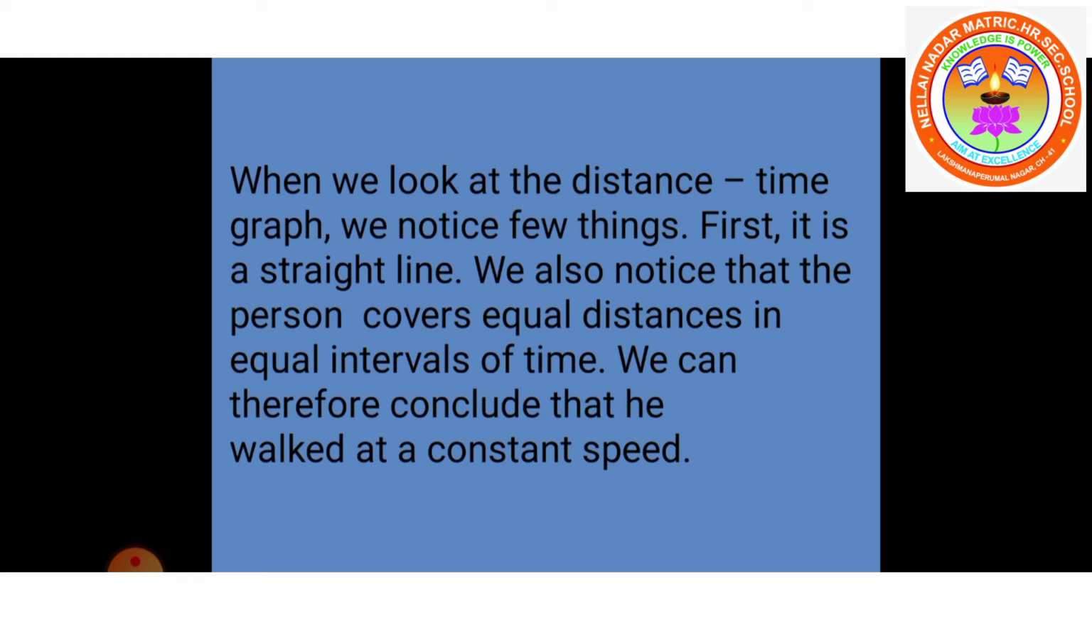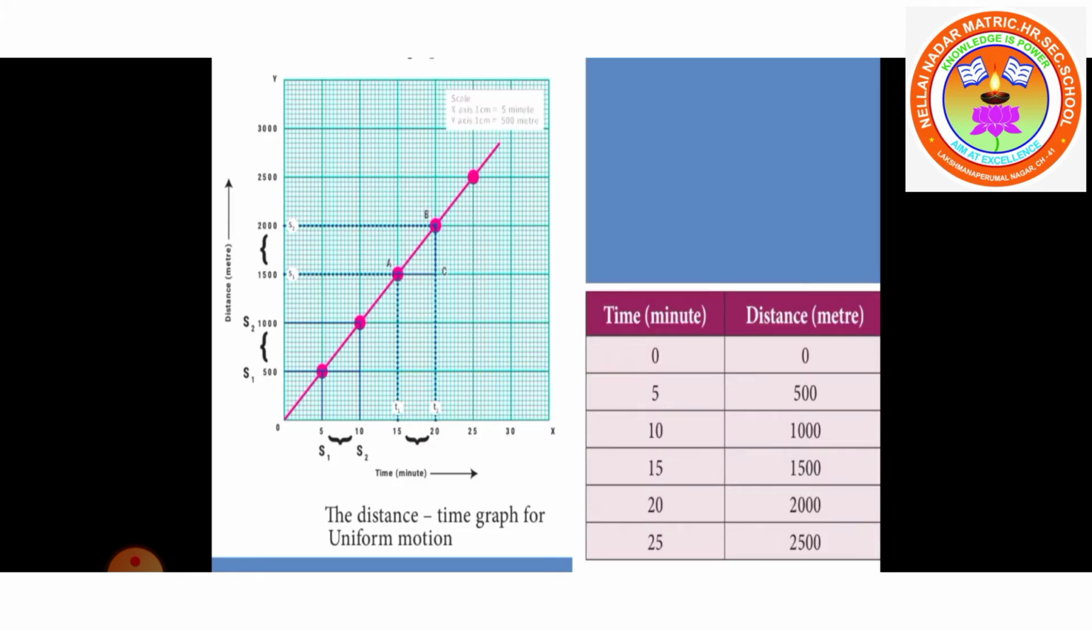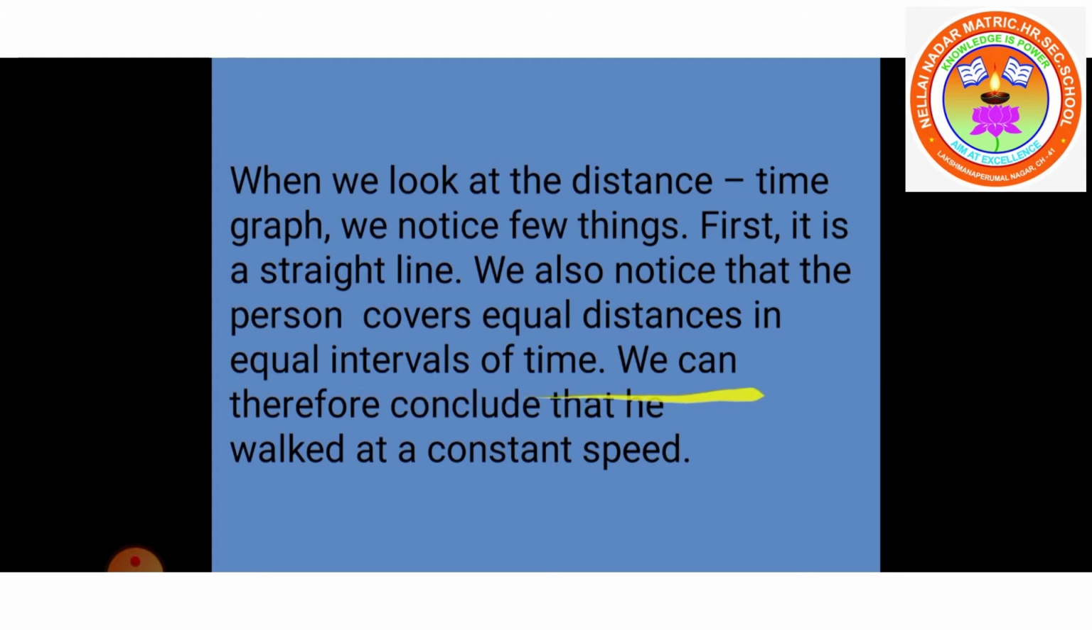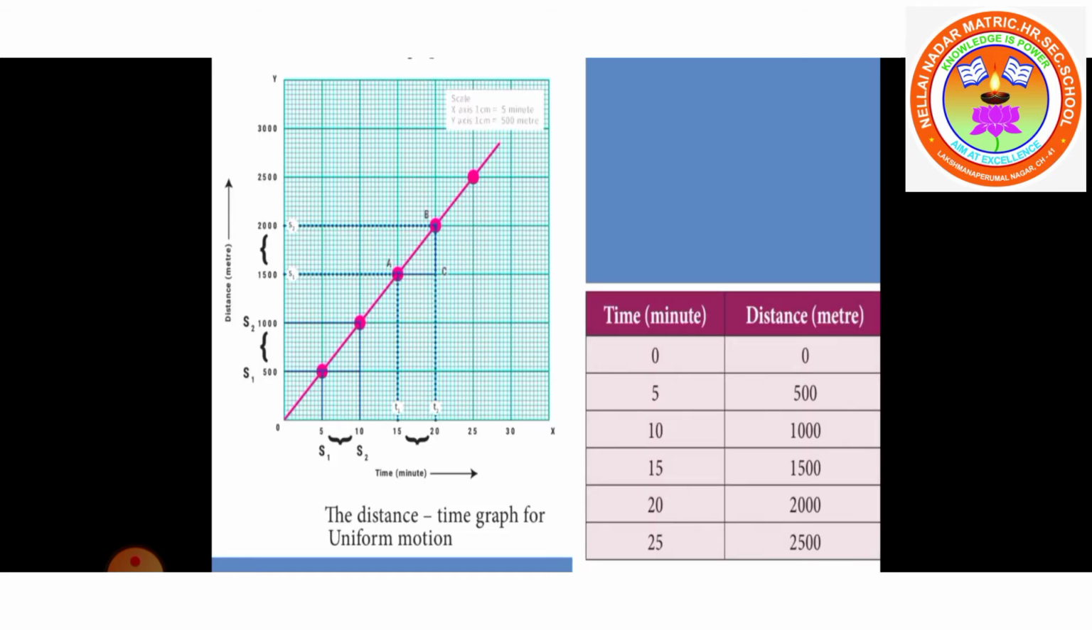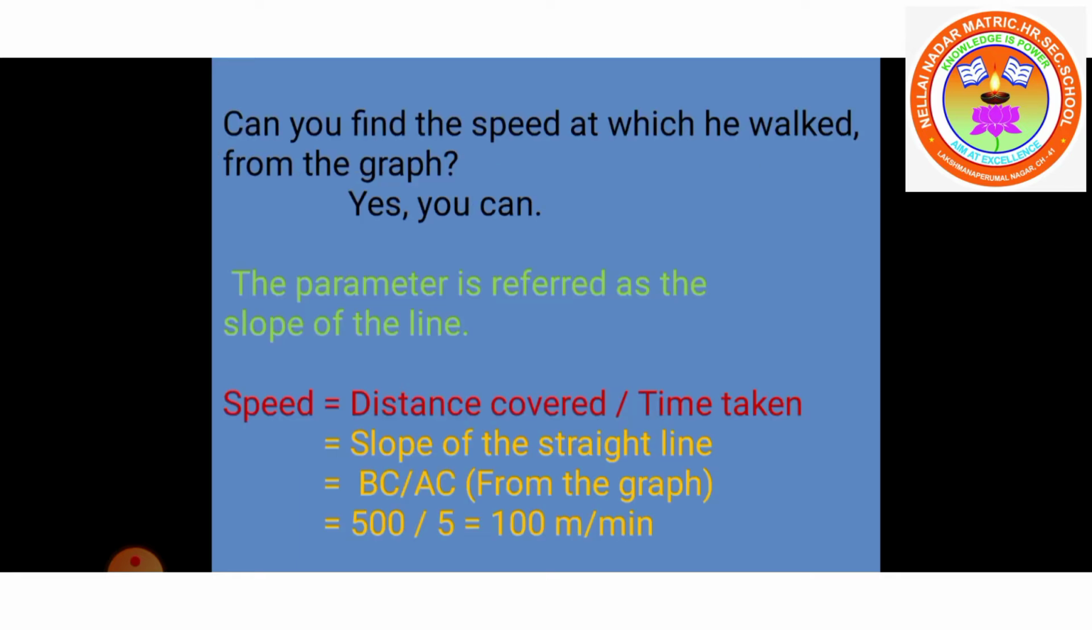We also notice that the person covers equal distance in equal intervals of time. From this we can conclude that he walked at a constant speed. So only it gives a straight line. From the graph we can find the speed of the person, that is calculated by using the formula: speed is equal to distance covered divided by time taken.